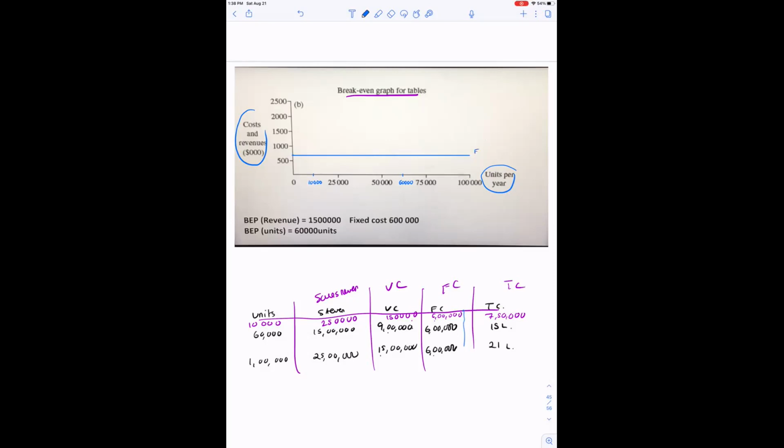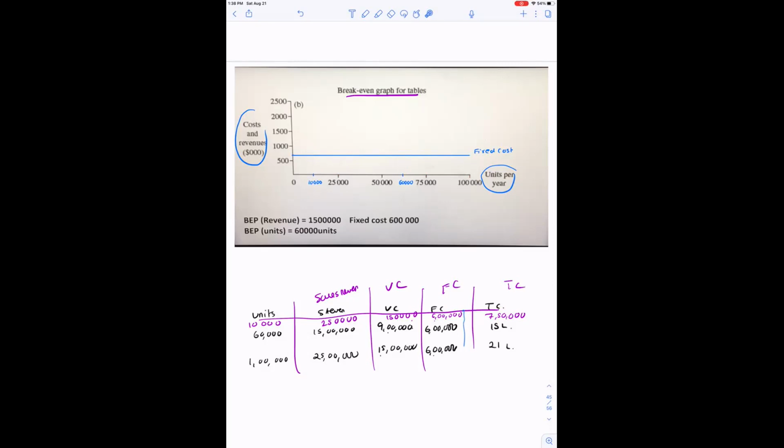So this is my fixed cost. Whether I am producing 10,000 units, my fixed cost would remain 6 lakhs. If I'm producing 25,000 units, 6 lakhs. If I'm producing 60,000 units, it will remain 6 lakhs. If I'm producing 75,000 units, it will remain 6 lakhs. If I'm producing 1 lakh units, the fixed cost will still remain 6 lakhs.